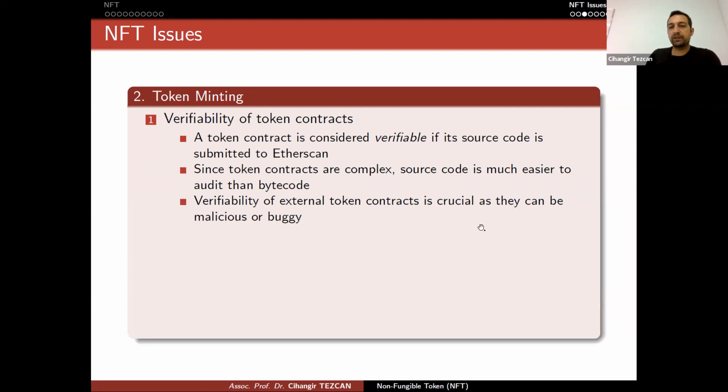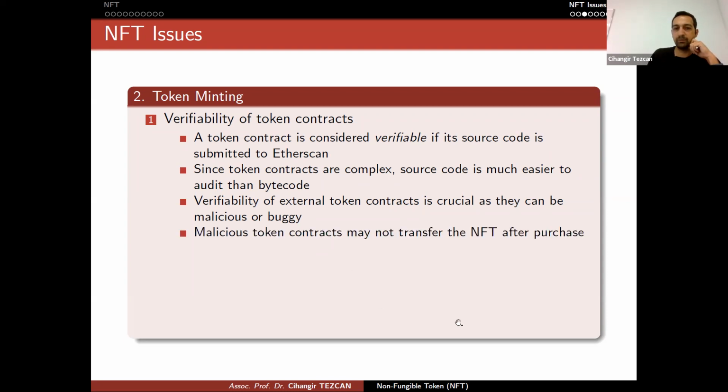Verifiability of external token contracts is crucial as they can be malicious or buggy. A lot of marketplaces allow other smart contracts. For instance, you minted the NFT by yourself using your smart contract, but you are selling it on the marketplace. Verifiability is important here because maybe your smart contract has a bug or you maliciously put something in it. So when you sell the NFT, maybe you don't transfer it to the new owner and it stays with you. Many examples of this happen. Some people bought some NFTs, but they realized that the NFTs were not transferred to them. So it is really important in this scenario.